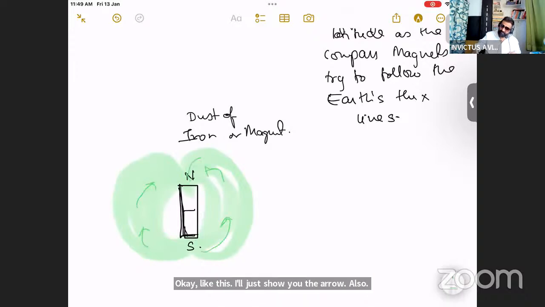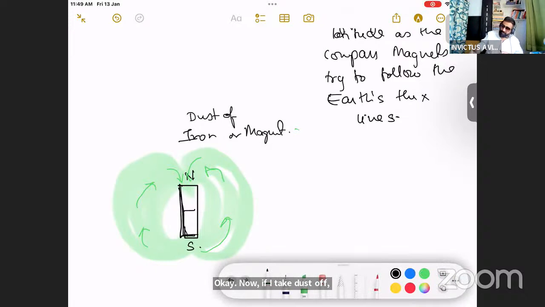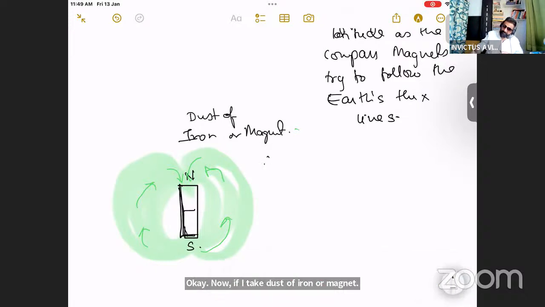Remember this, okay? A very simple question asked. The same is true for the Earth also, from South Pole to North Pole, magnetic South to magnetic North. Now, if I take dust of iron or magnet, a lot of dust, and if I put the dust in the influence of this magnetic field of this magnet, then the dust aligns itself automatically in straight lines, like this. So the dust will align itself like this.